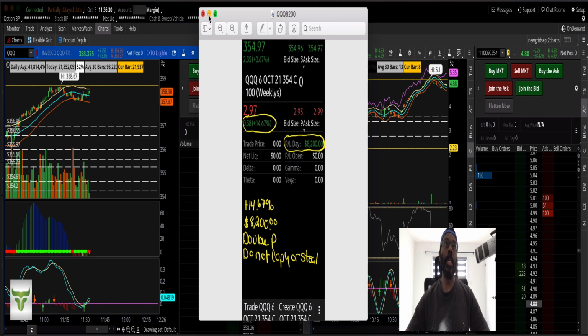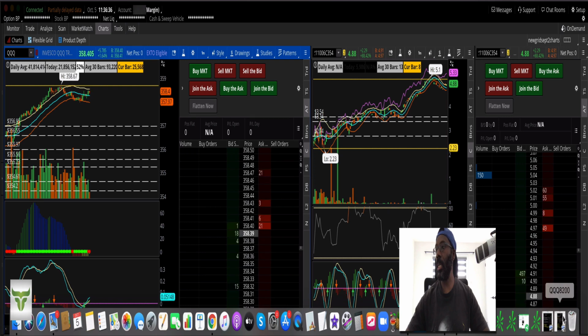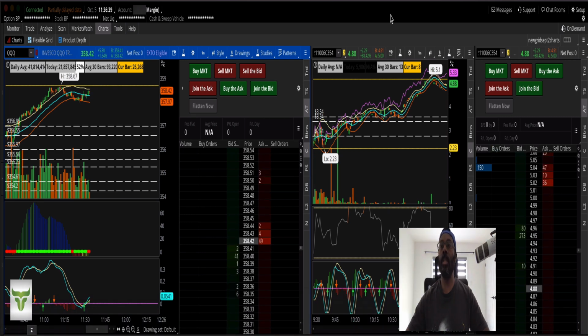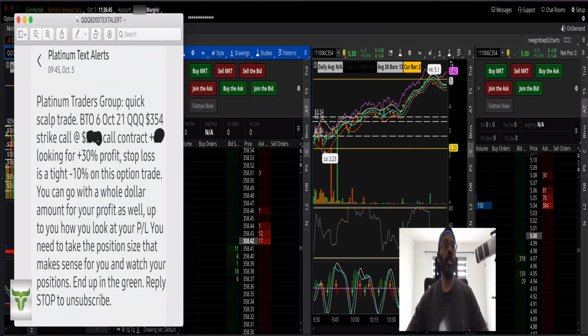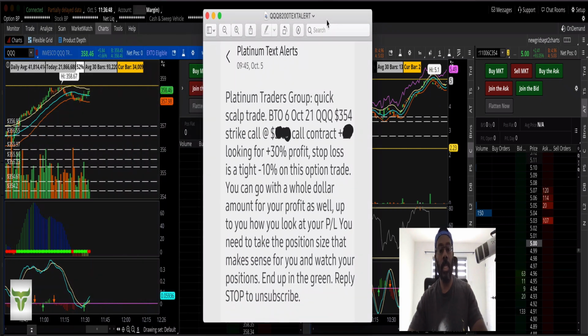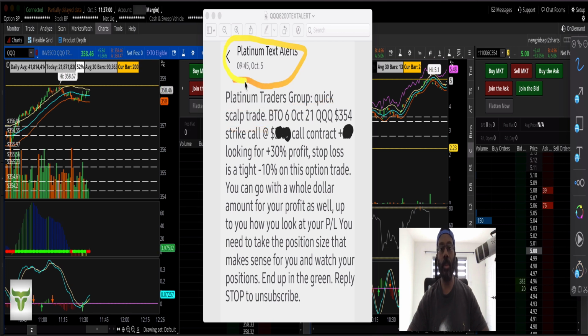Now, for my platinum traders, I got to find my platinum traders. Give me a second here. QQQ text alert. Let me just find my QQQ text alert, which is right here. So you see what's happening. I blur out my details because I put this on social right here, but you can see here, Platinum Traders quick scalp trade. The time that I sent my trade out today to my Platinum Trader members was 9:45 a.m.